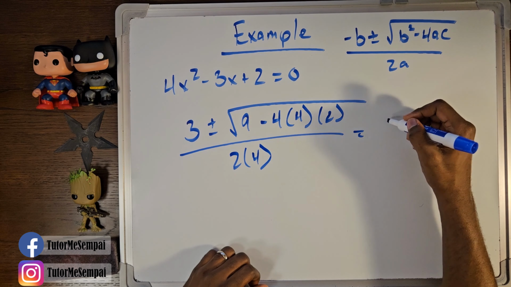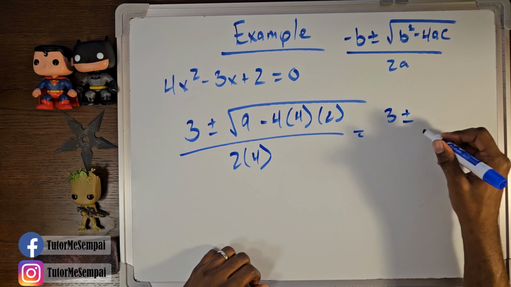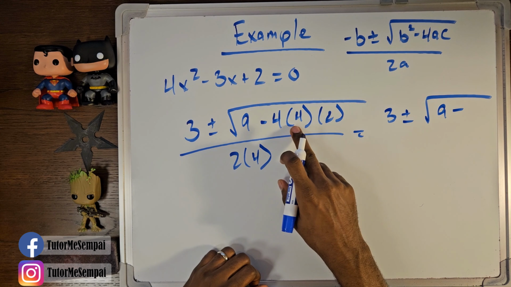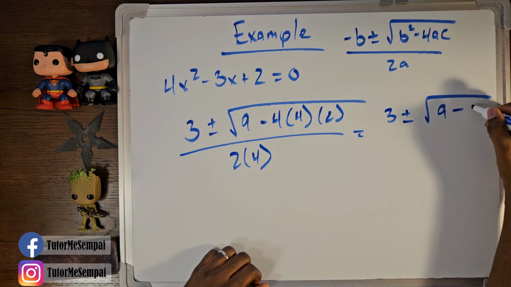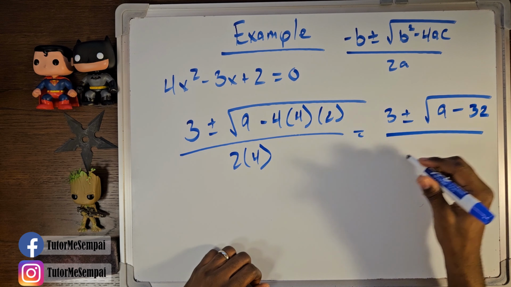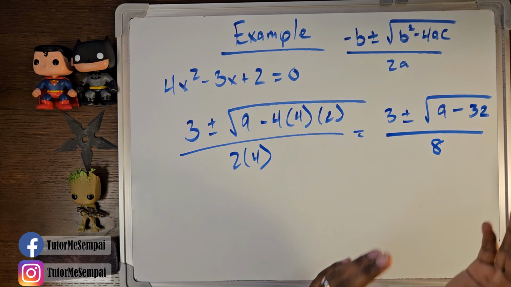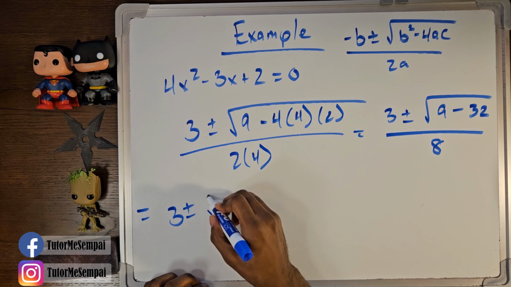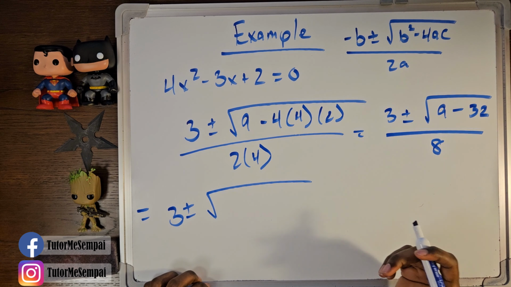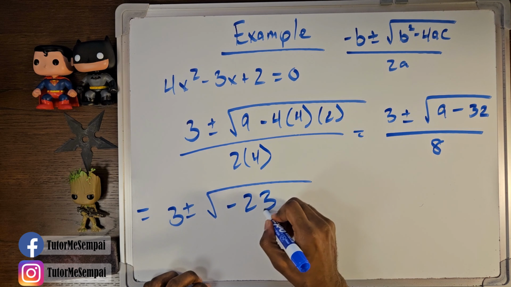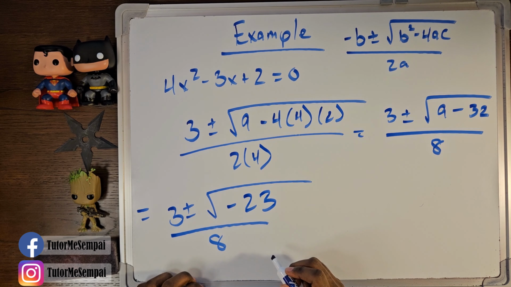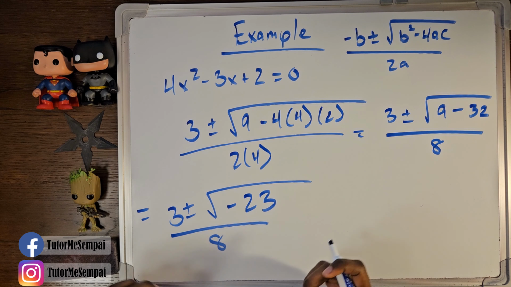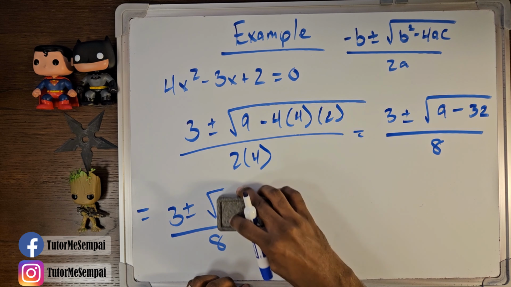So we can simplify this a little bit. 3 plus or minus the square root. We have 9 minus 4 times 4 is 16, times 2, 32, all over 2 times 4, 8. And we can further simplify this to 3 plus or minus the square root of what's 9 minus 32? A negative 23 all over 8. Now in the past, you may have stopped here because you have a negative under the square root. Couldn't do that. But we can actually do that now.